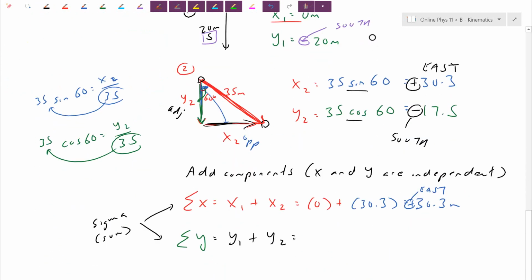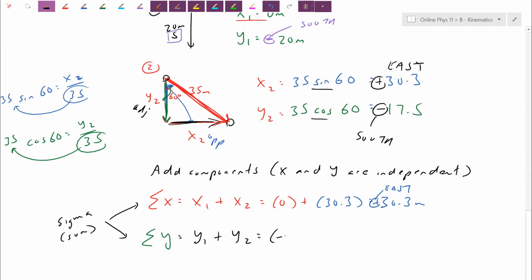Sometimes you just need to look at the numbers here. First vector takes you negative 20. The second vector takes you negative 17.5. If you have added the negatives based on your convention at the breaking components point, you can just simply add these ones here. You don't need to worry, oh, is the y1, are they helping each other? Is it y1 minus y2 or whatever? It's always adding the two vectors.